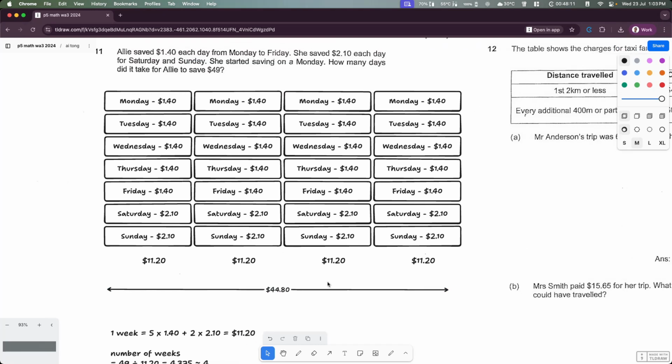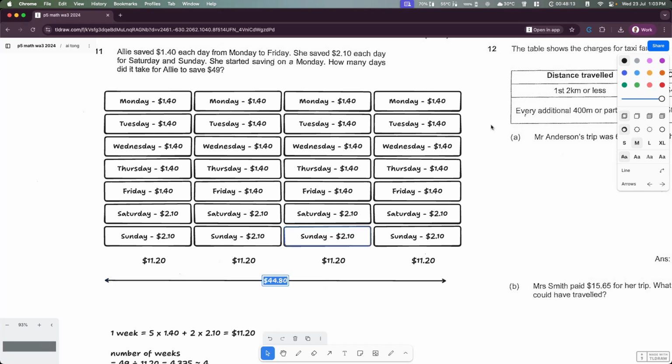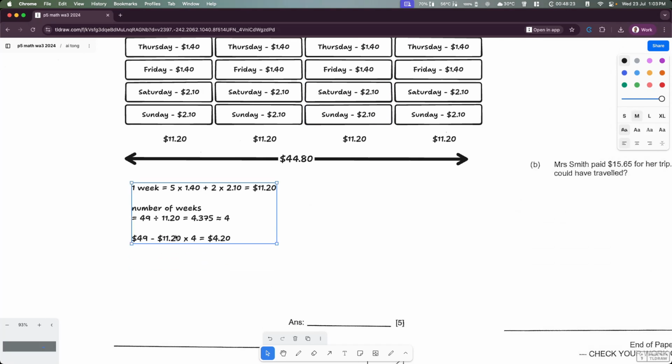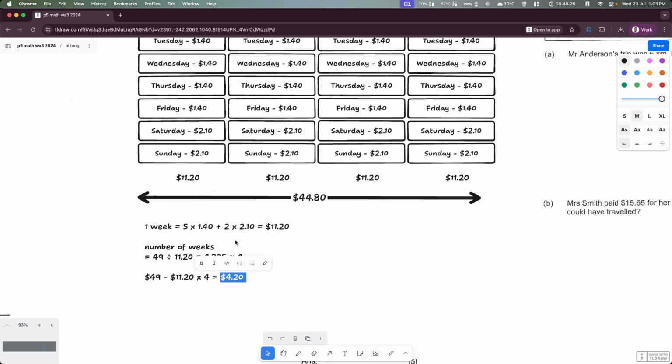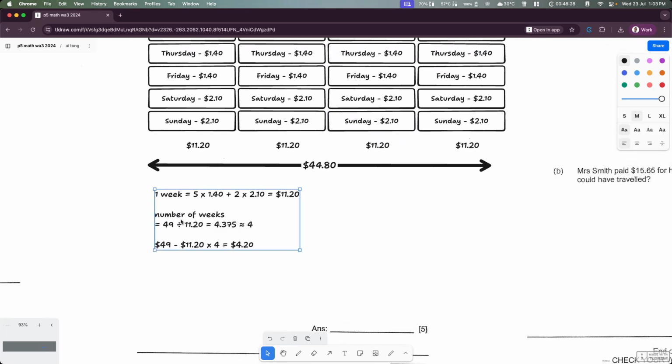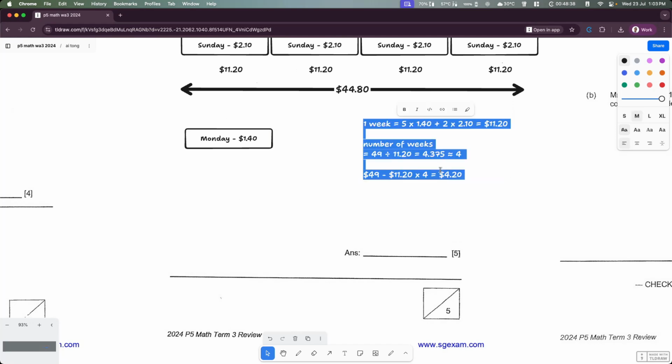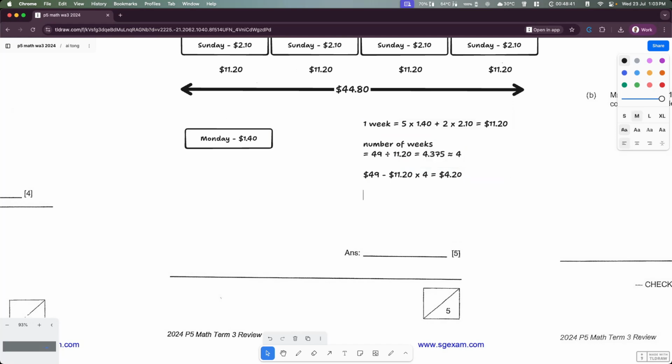Okay, so that is how much we have collected altogether for 4 weeks only, right? 1, 2, 3, 4 weeks. That's why we minus off to get the remaining $4.20. Okay, so that means we have a couple of days that we are missing over here. So how many days are left? So we have $4.20. We start from Monday again. So that means we can divide. So number of days is equal to 4.20.